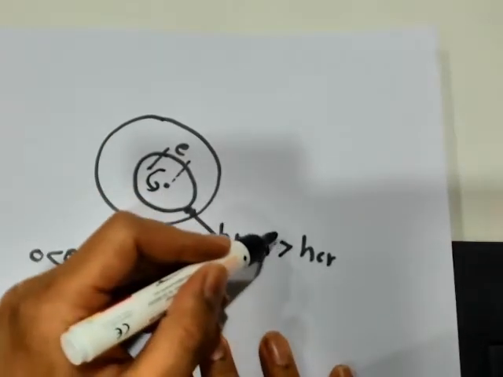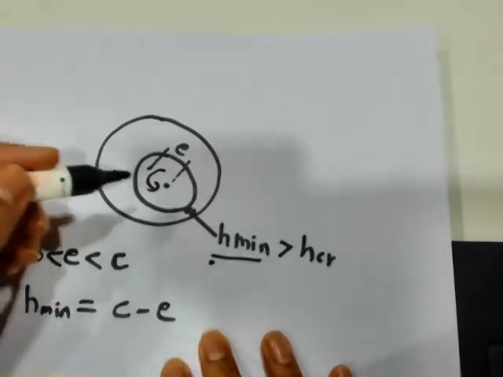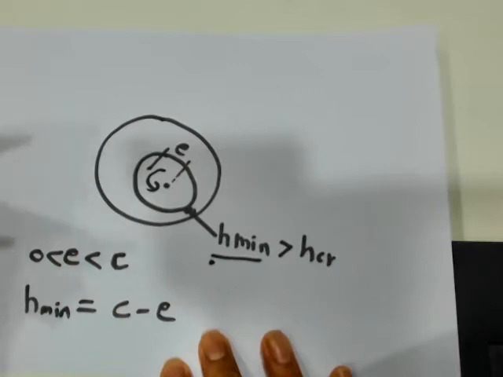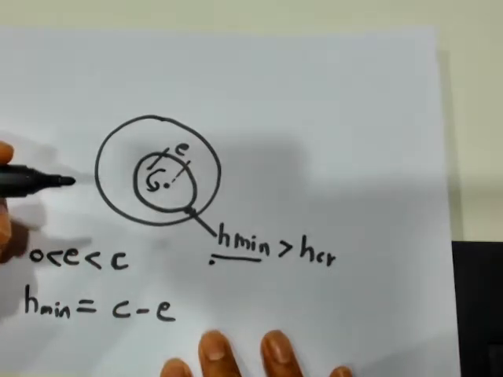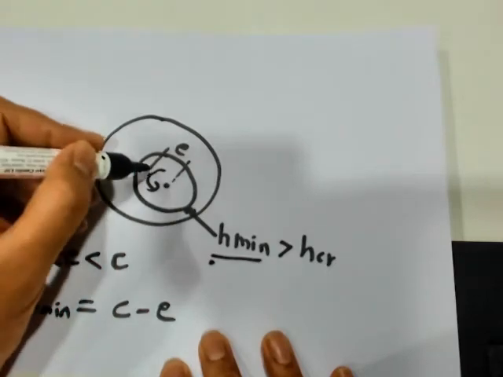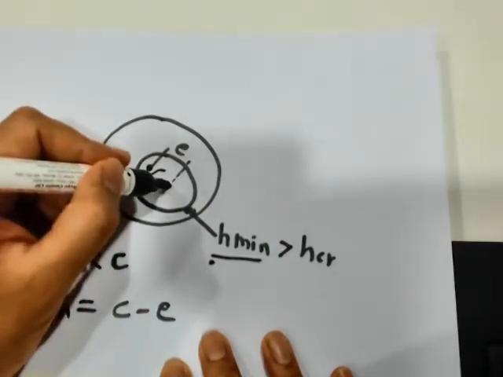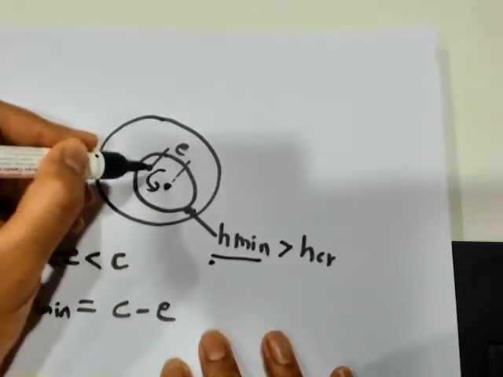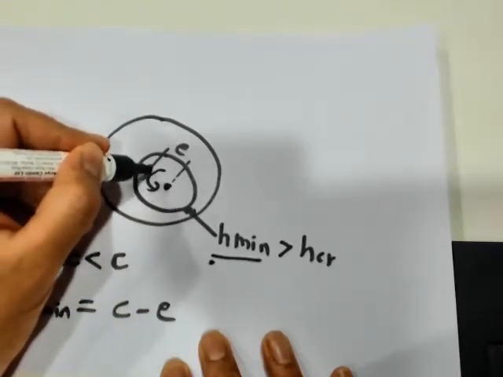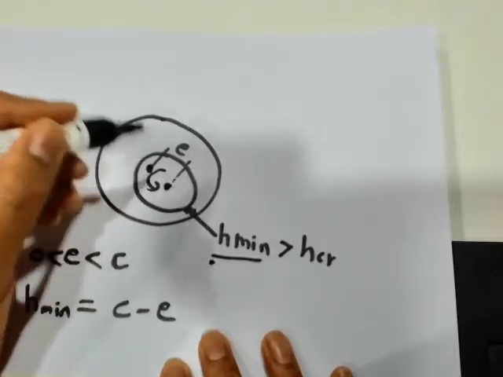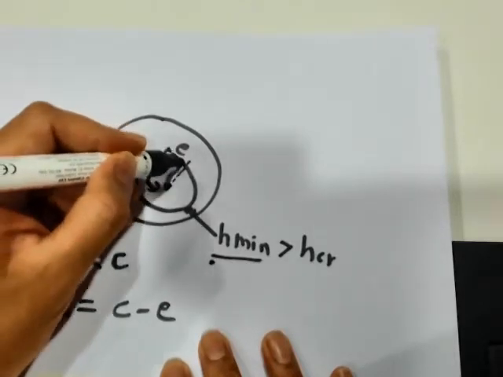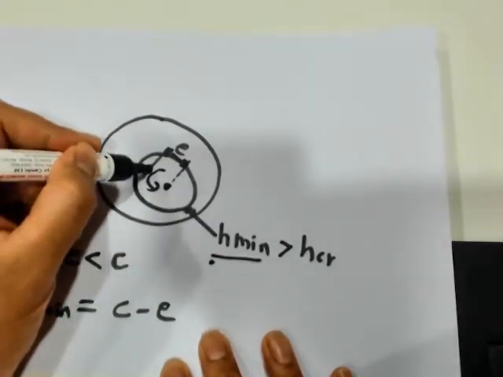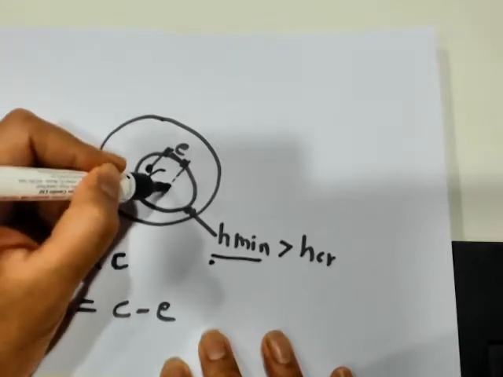Now we will just see what this H min is. This H min has to be calculated in terms of eccentricity E and the clearance C. In this condition we will see what are these 2 points. This point is the center of the journal and this point represents the center of the sleeve. And what is E? E is the eccentricity, that is the distance between the center of the sleeve and the center of the journal.